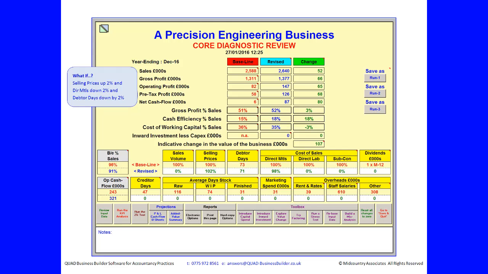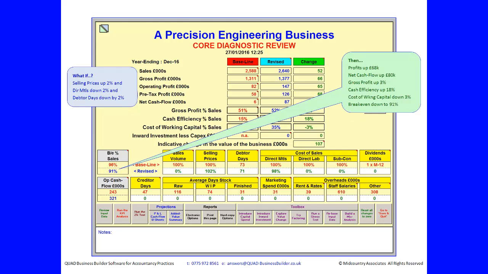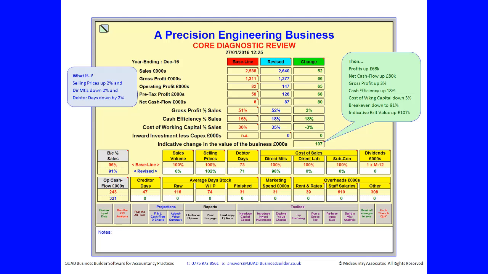So what impact would those 3 nominal changes have on the business? Well, profits increased by 68k, cash flow by 80k, margins improved by 3%, cash efficiency improves by 18%, cost of working capital falls by 3%, break-even falls to 91%, but is still probably too high for comfort, and the indicative exit value increases by over 100k. Not a bad outcome from just 3 driver changes of 2%.